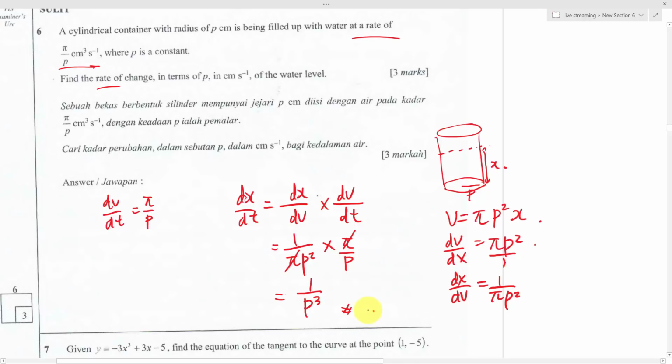I would say this question is a little bit confusing because you don't have the x value or p value. Normally, in a rate of change question, they will give you the p value over here, but in this question, they don't say.